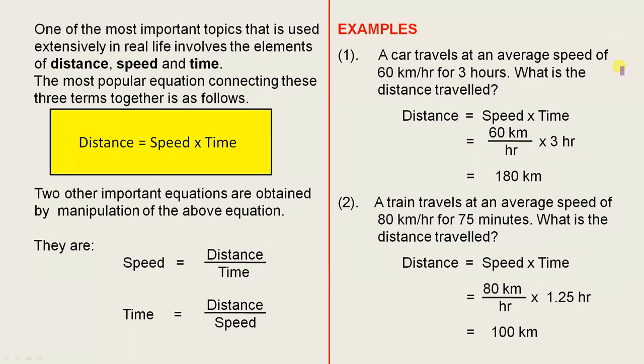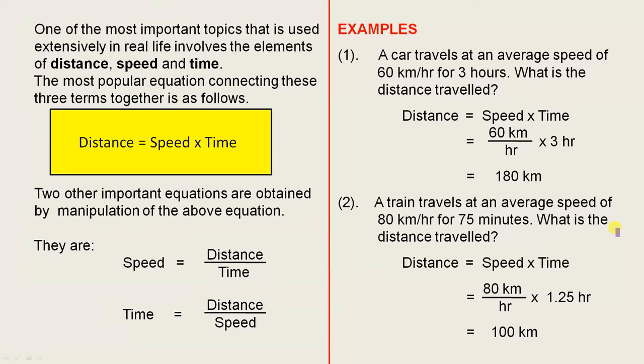Example 1. A car travels at an average speed of 60 kilometers per hour for 3 hours. What is the distance travelled? Distance equals speed multiplied by time, which is 60 kilometers per hour times 3 hours, and that gives us 180 kilometers for the distance travelled.